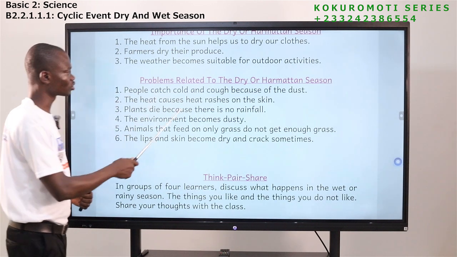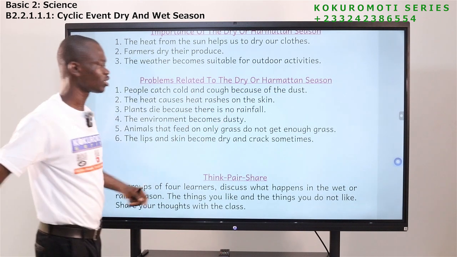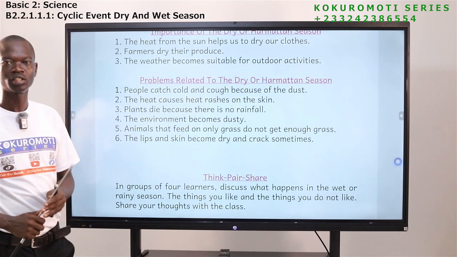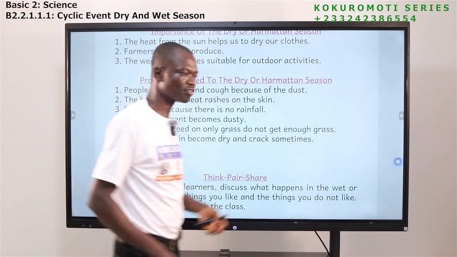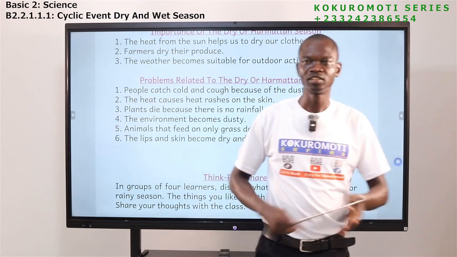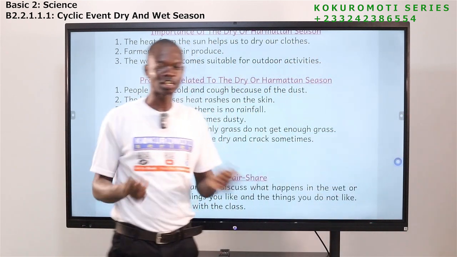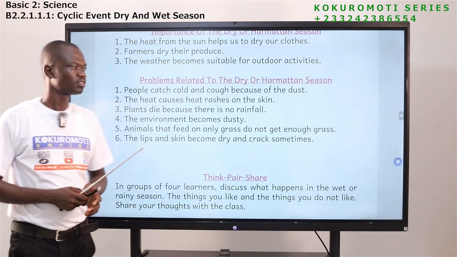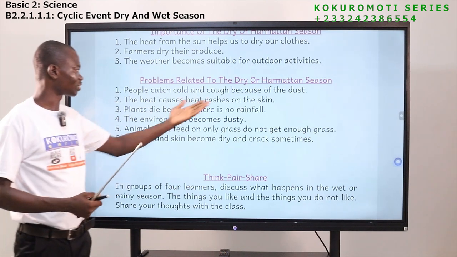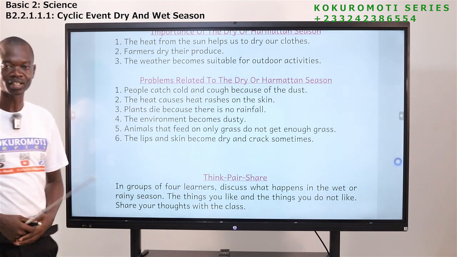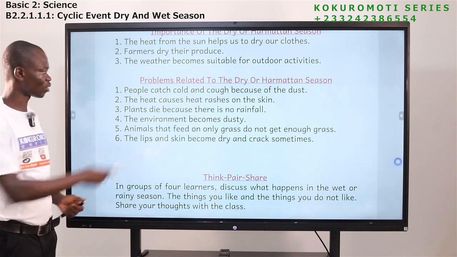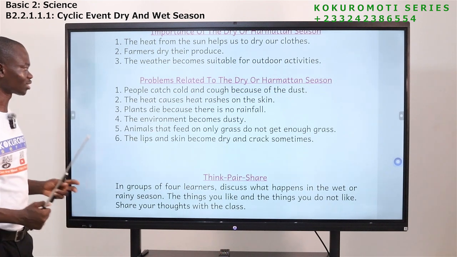Two, the heat causes heat rashes on the skin. So if the ventilation in your room is poor, you don't have AC, you don't have a fan, and even the windows and the doors are too small, the room becomes so hot for you that you get what? Skin diseases like what? Heat rashes.